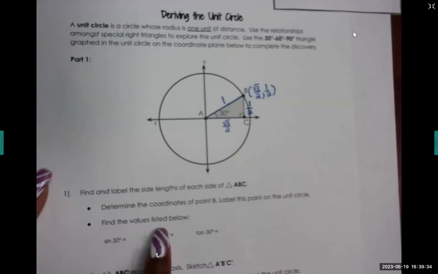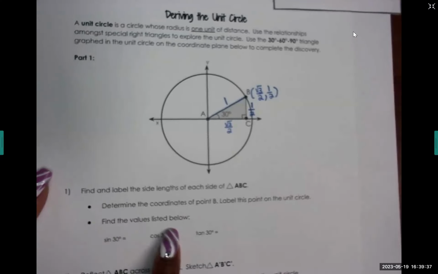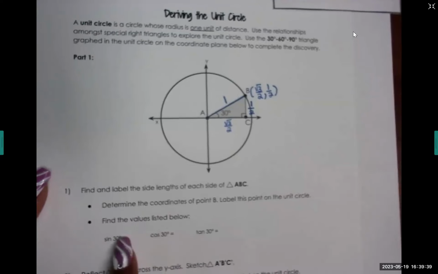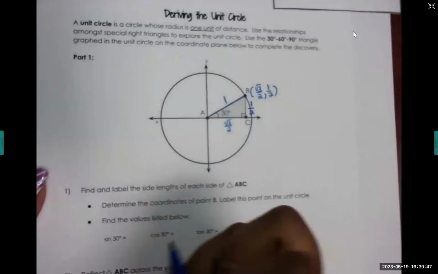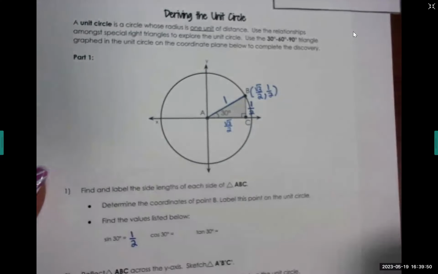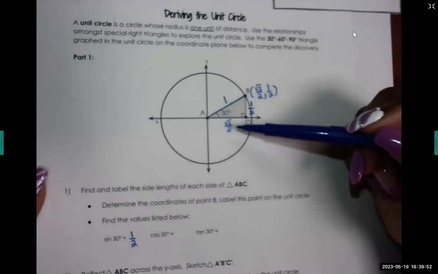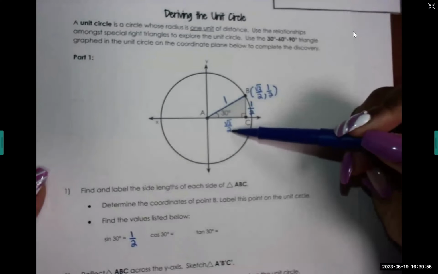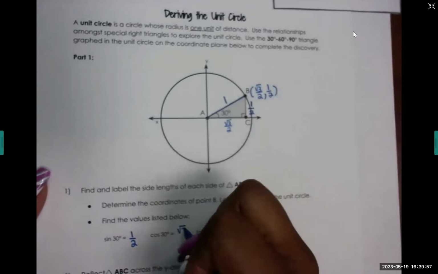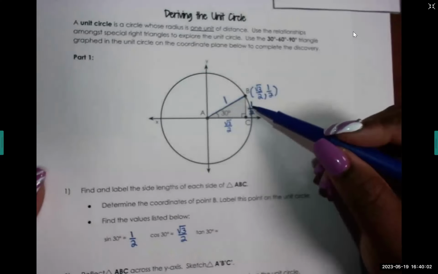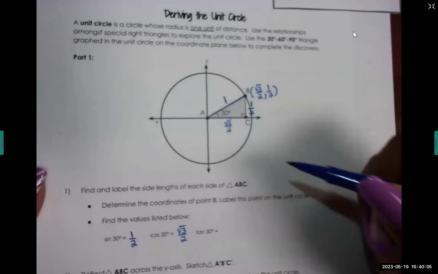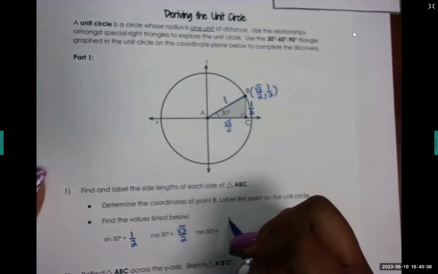Now I want to find the values listed below, using what I learned about right triangle trig. If I look at this triangle, I want to figure out the sine of 30 degrees. I know sine is represented by opposite over hypotenuse, so in this case it's going to be 1/2. Cosine is represented by the ratio between the adjacent side and the hypotenuse, so square root 3 over 2. And then tangent is going to be my opposite side divided by my adjacent side. So in this case, it would be 1/2 divided by square root 3 over 2.